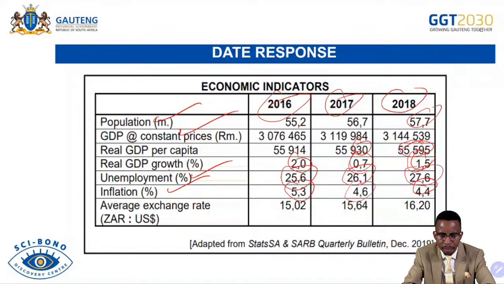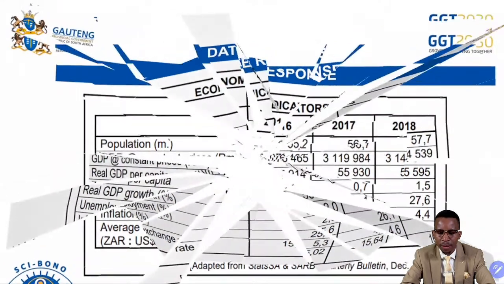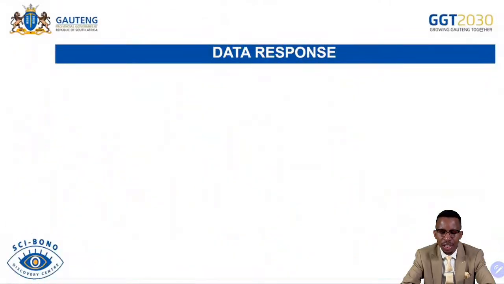So it was declining. Average exchange rate to the US dollar, 15 rand 2 cents, 15 rand 54. So in this case, our rand was losing its value. The source is Stats SA as well as the South African Reserve Bank Quarterly Bulletin. Then let's check possible questions in here.